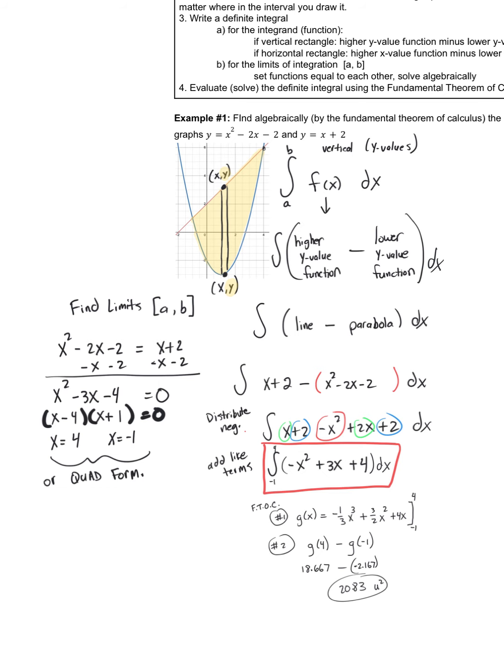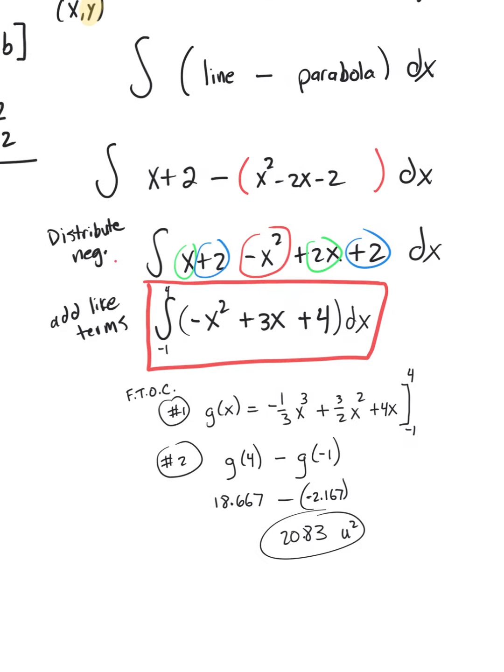And to solve that definite integral, we use the fundamental theorem of calculus. We find the antiderivative using a bracket on the end of it to bring along our limits. We plug our limits into the antiderivative and subtract. So there's our first example.